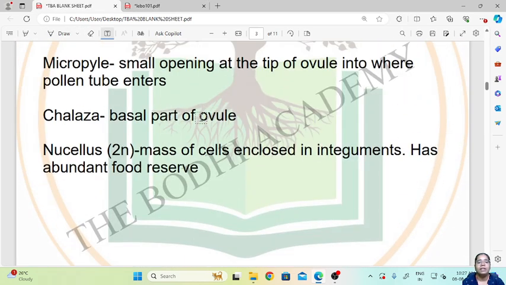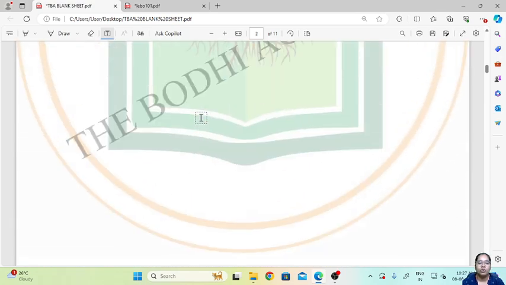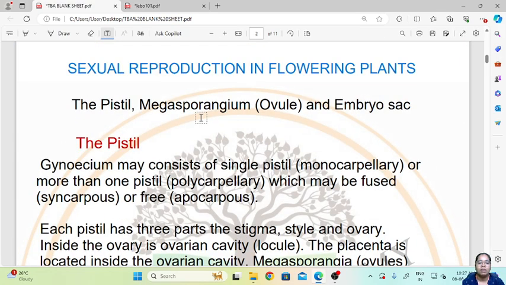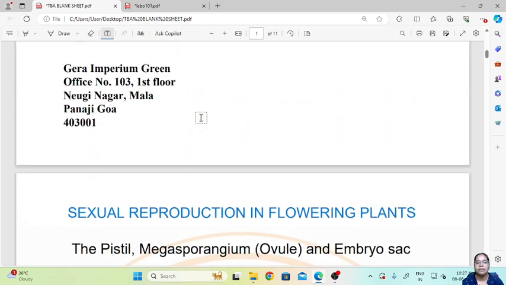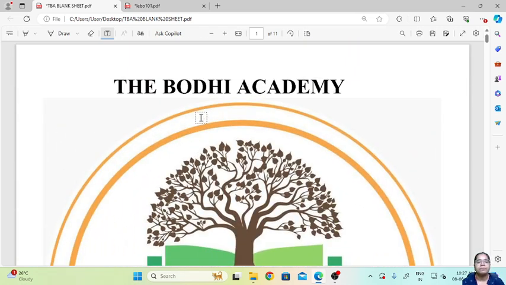So what we have seen today is the structure of the ovule. We have seen what is the pistil, what are the types of pistil, and the process of ovule formation, that is megasporogenesis.